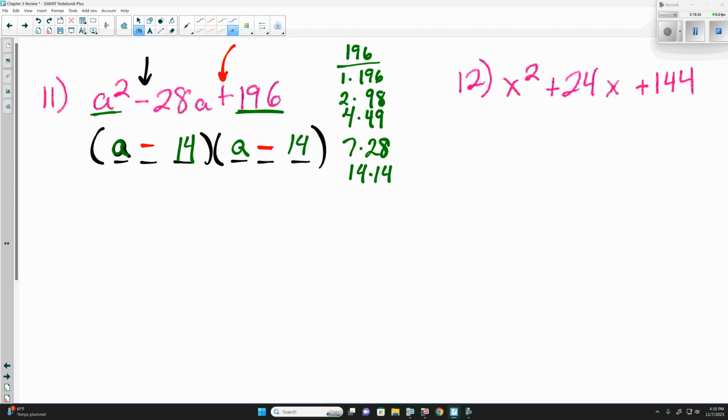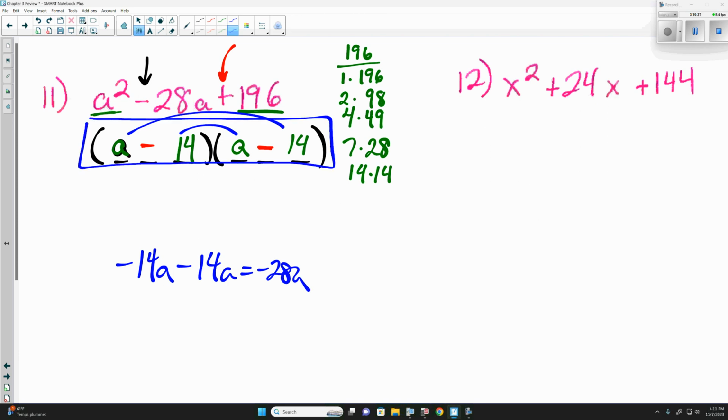And if we check this here, a times negative 14 is negative 14a. Negative 14 times a is negative 14a, giving us negative 28a. That is the middle term we want, so these are the factors. Incidentally, because they are the same factors, we could rewrite it as a minus 14 squared, because a minus 14 times a minus 14 is the same as a minus 14 squared.